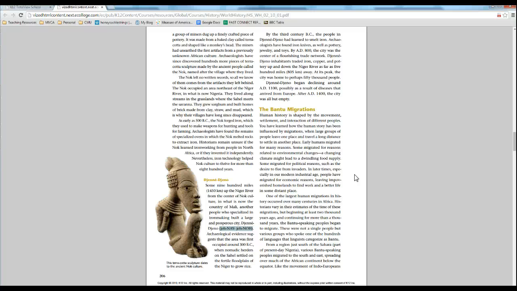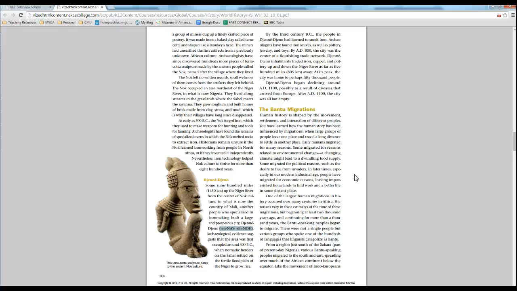In modern times, especially in the industrial age, people have migrated for economic reasons, leaving impoverished homelands to find work and a better life in some distant place. One of the largest human migrations in history occurred over many centuries in Africa. Historians vary in their estimates of the time of these migrations, but beginning at least 2,000 years ago, and continuing for more than 1,000 years, the Bantu-speaking peoples began to migrate.